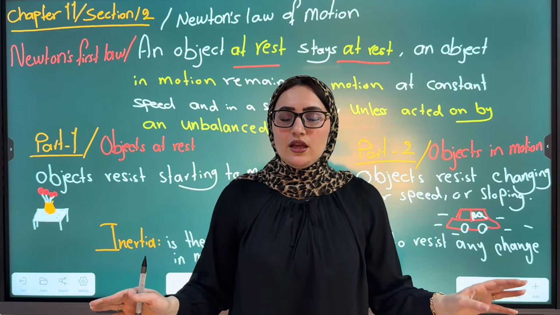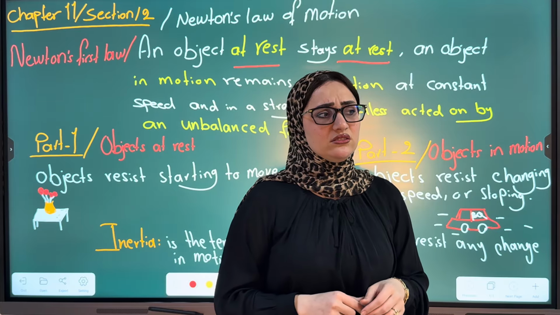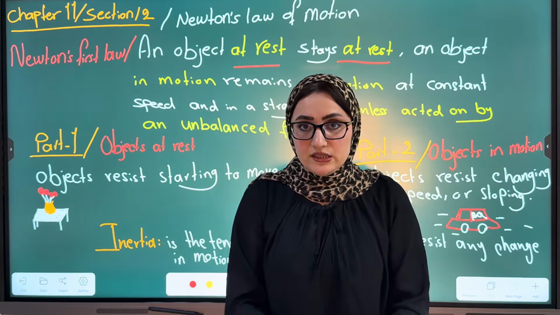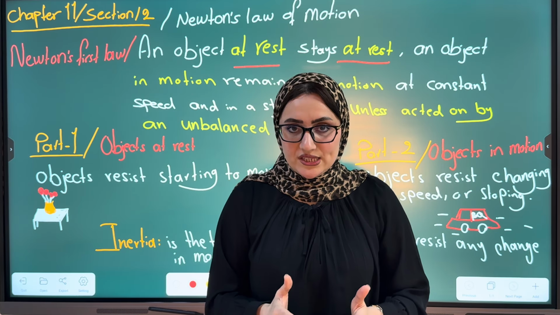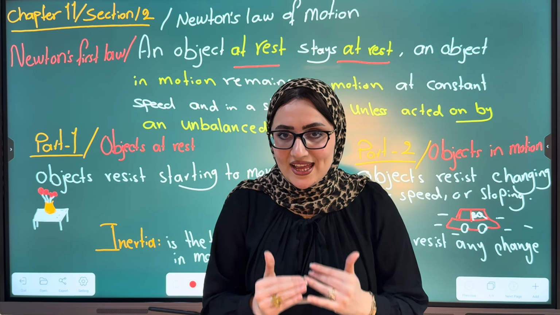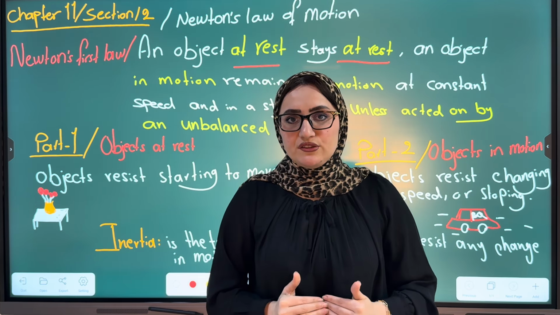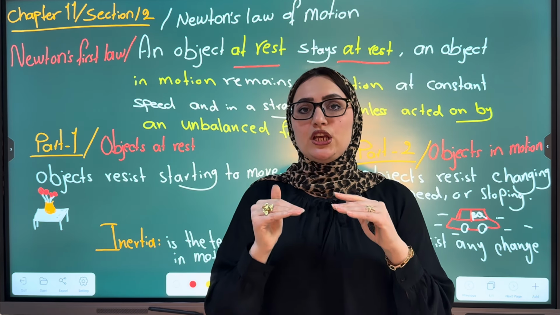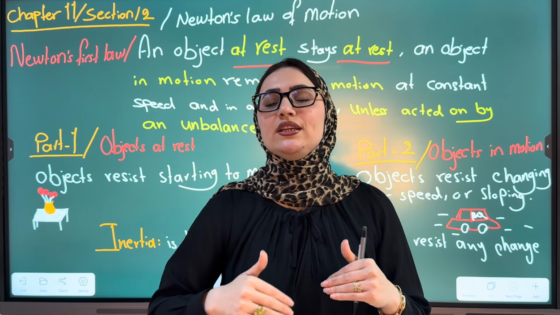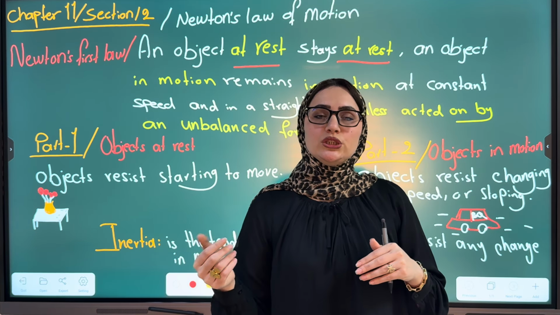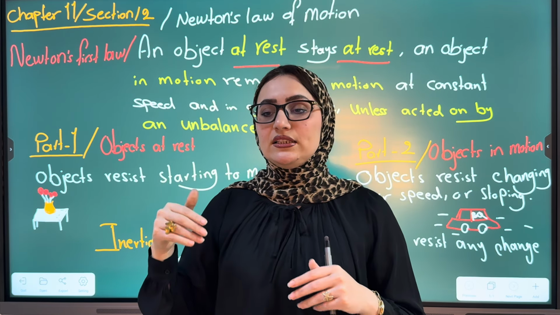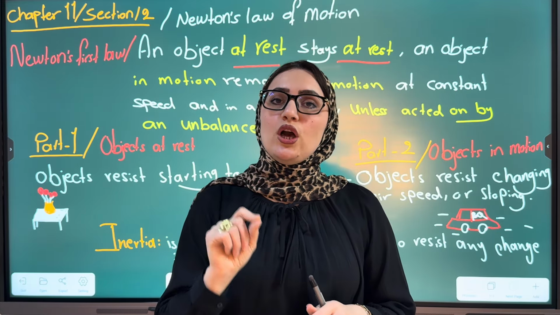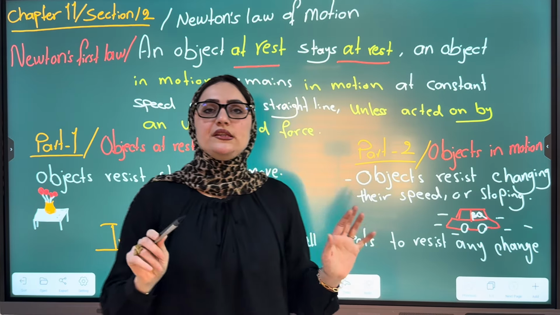So basically, like I've repeated that 1,000 times just today. An object that is still, not moving, at rest will stay at rest unless an unbalanced force acts on it, and an object that is moving, or an object in motion, will remain in motion at a constant speed and in a straight line until an unbalanced force acts on it. Okay, easy peasy.